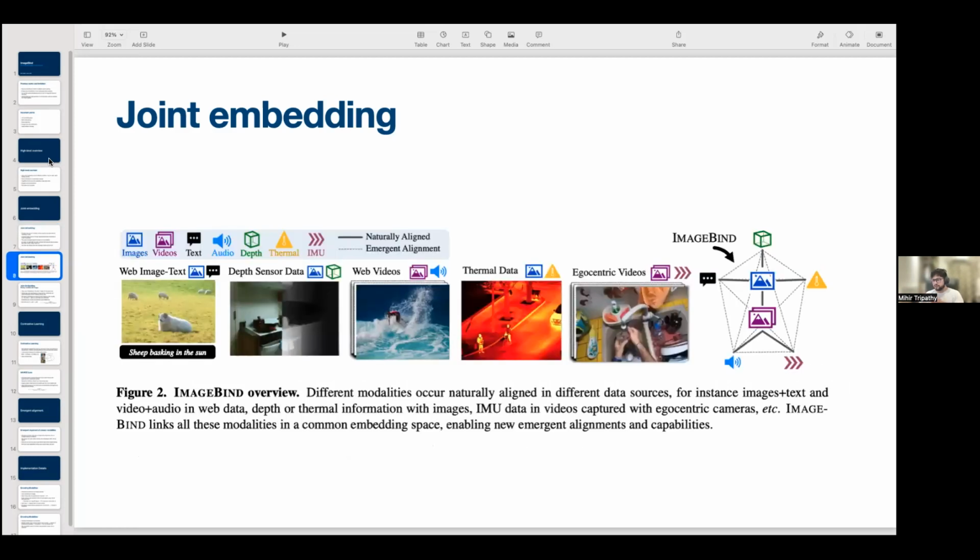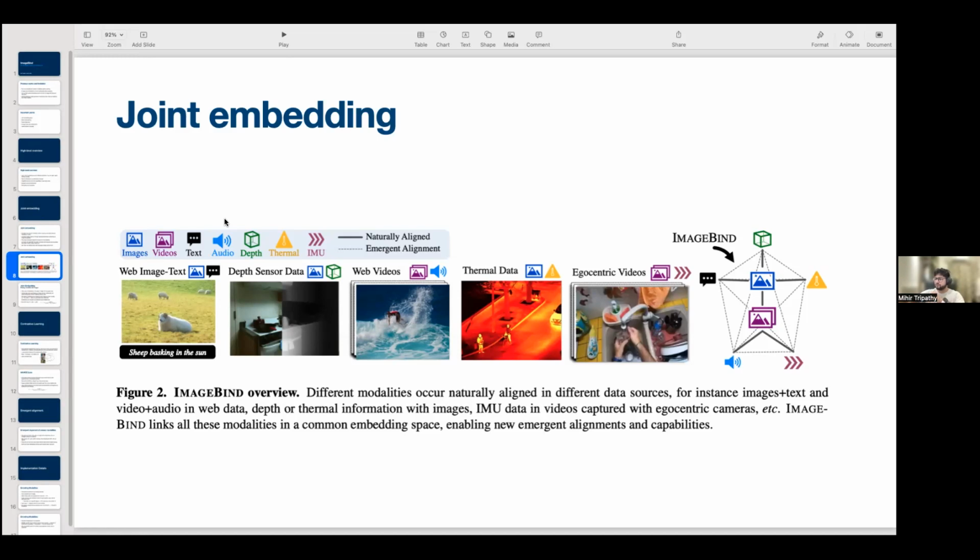So this is what the paper described. For example, we have aligned the embeddings of image and text, depth and sensor, and web videos. So these are very prevalent and easy to get data sets.